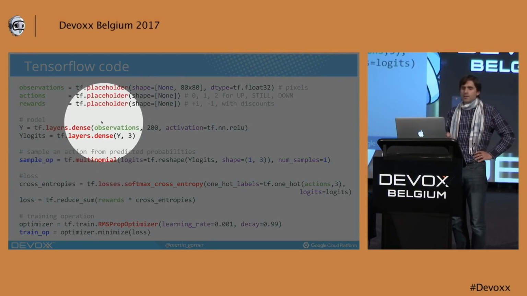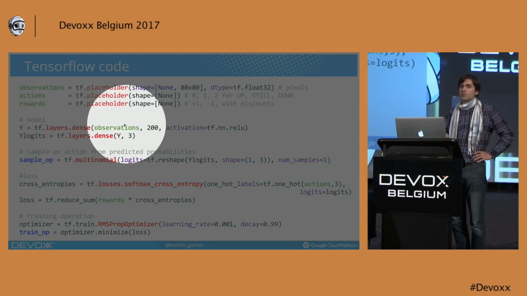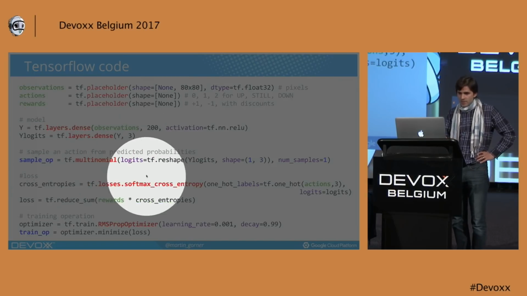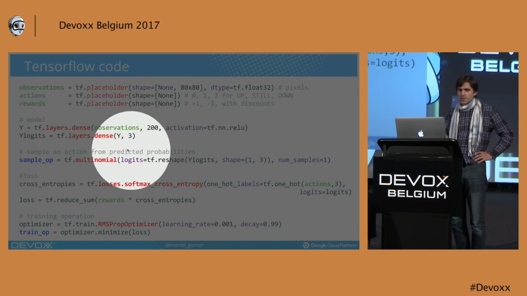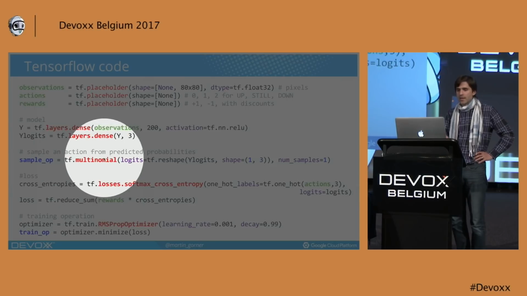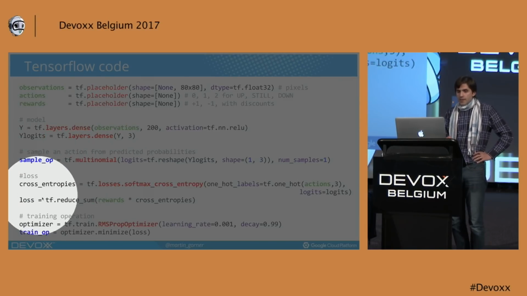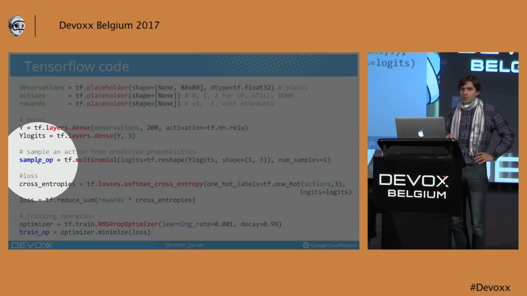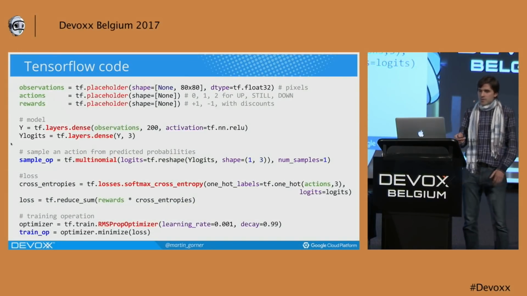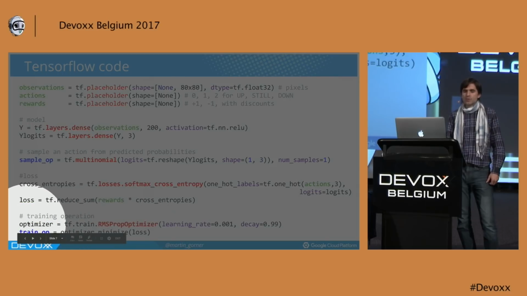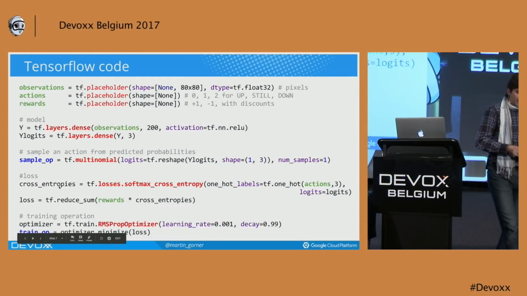Then this produces a set of probabilities. I sample from those probabilities. In TensorFlow, you do this using this tf.multinomial function. And if you are surprised not to see the softmax here, it's because it's done automatically inside multinomial. Then you obtain a sample operation, in the same way as when you ask an optimizer to minimize your loss, you obtain a training operation.